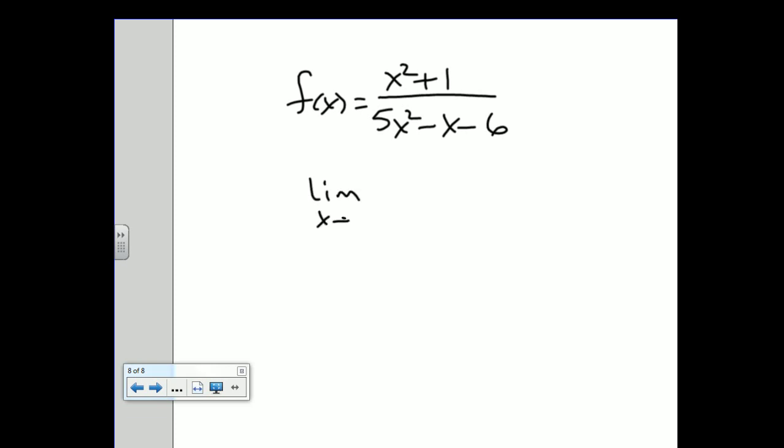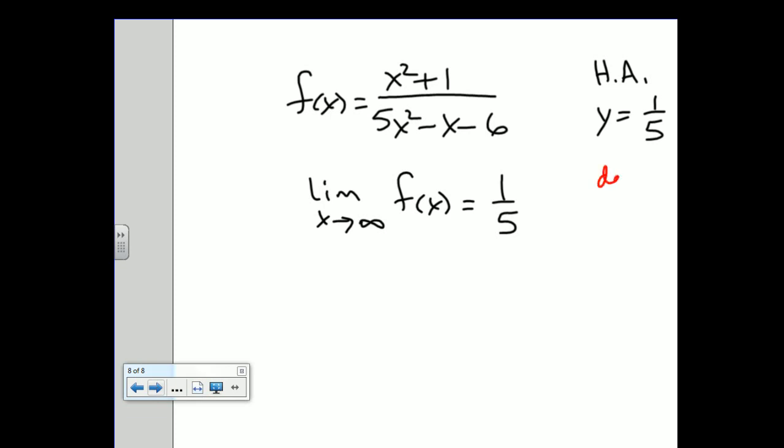Now there's an addendum to this that I want to take a look at real quick. If I have f of x equals x squared plus 1 over 5x squared minus x minus 6, and I ask you to find the limit as x approaches infinity of f of x, you would know that this equals 1/5. Now how would we know that? Because what we learned a long time ago, our horizontal asymptote for this is y equals 1/5.